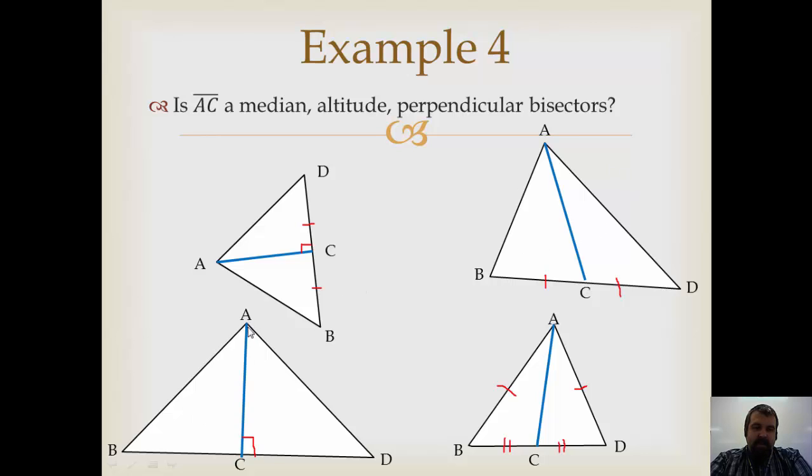This one here, it's definitely a right angle. It looks like an altitude. I do not know if it's a bisector. I don't know if it's connecting to the midpoint. So therefore, the only thing I can say for sure is an altitude.